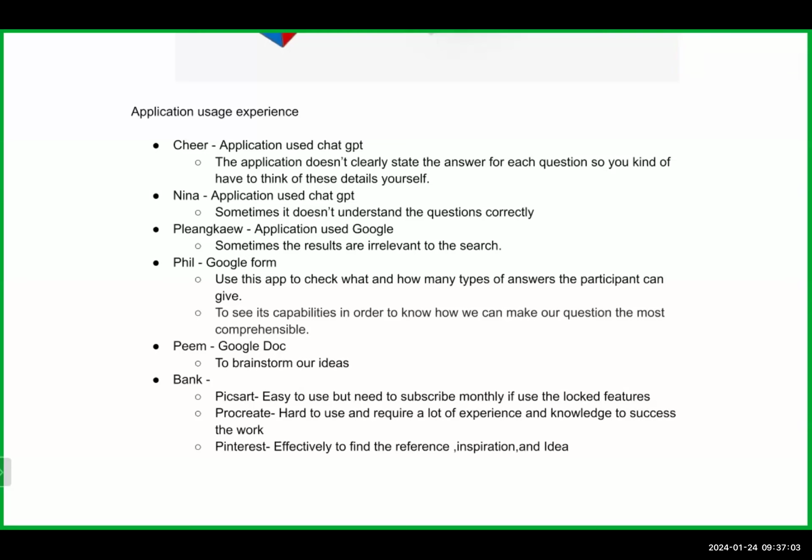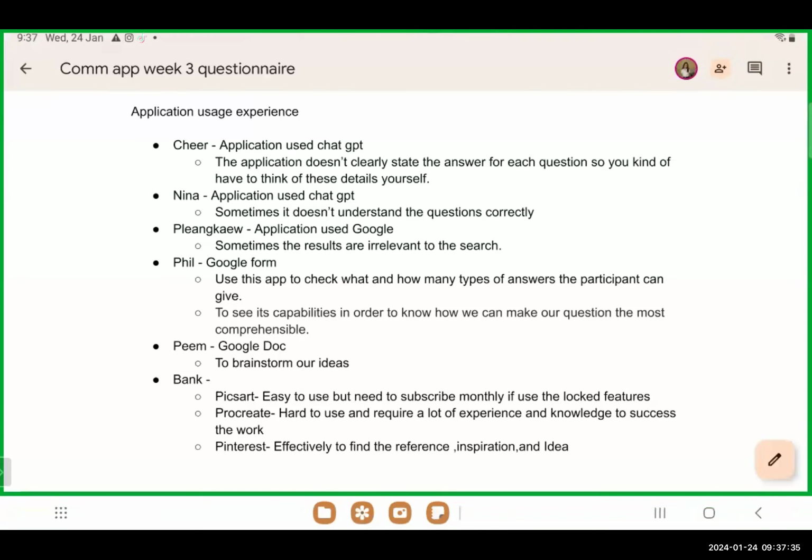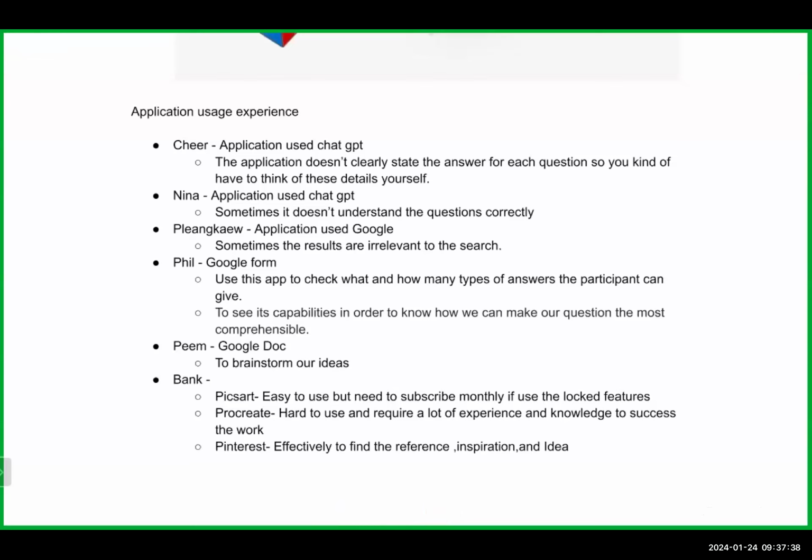Okay, I will be the first one. I used Google Forms, just to see how many types of answers the participant can give us, and to see the capabilities of the application as a survey platform. I saw that I can put in not only a multiple choice question, but they can choose many choices, and we can let them rate it 1 to 5 as well, and true-false questions and those kinds of questions. So I tried to put those kinds of questions into our questionnaire as well.